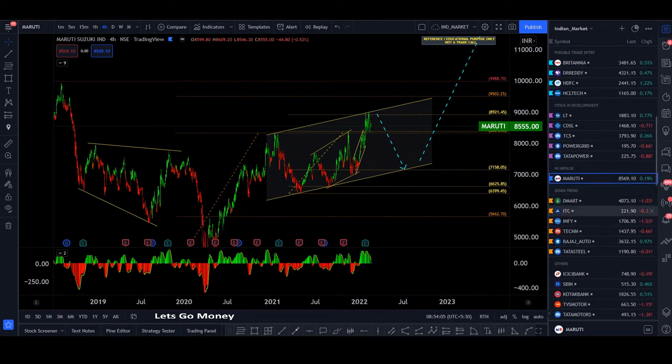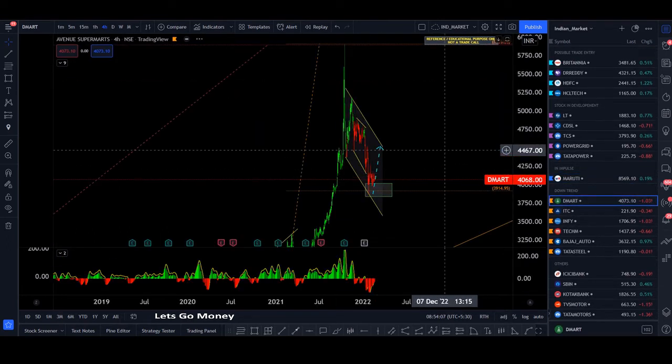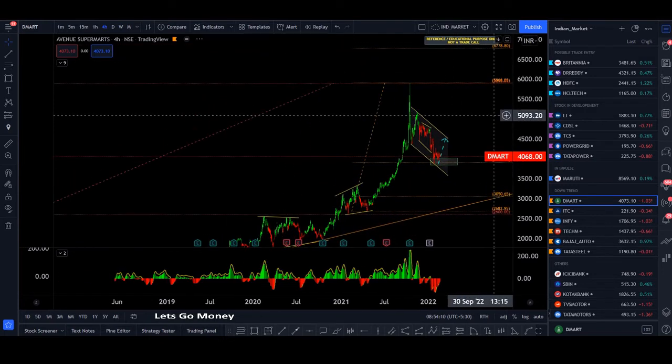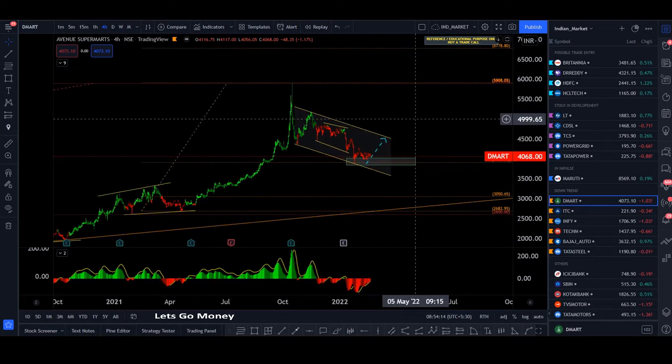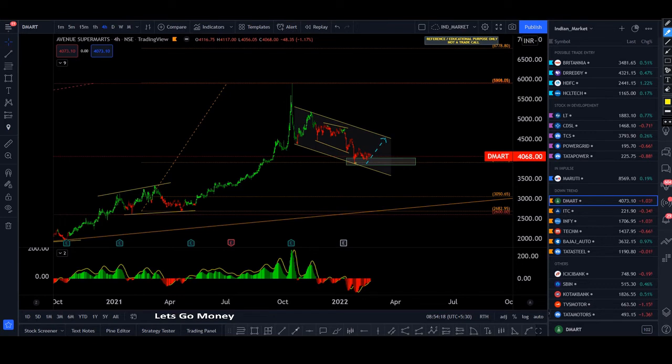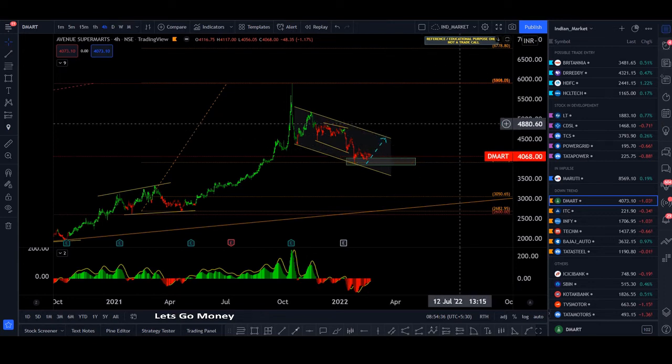The next is DMart. DMart actually has done what we are expecting. It has come down, and it is kind of sideways right now, but this might not be the end of it. So this might come back, and the pattern might complete, and then it might have another wave down before it starts moving up. But we still need to wait for this. At this point there is no proper setup to trade.